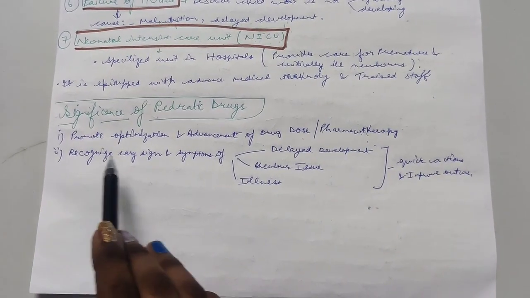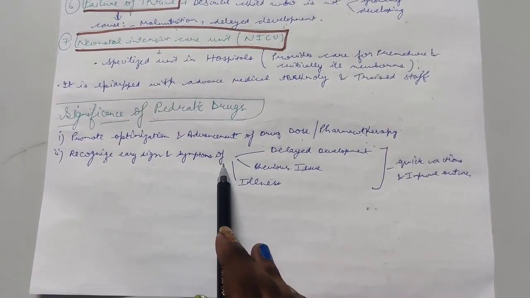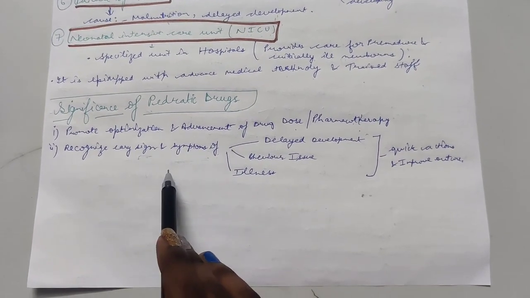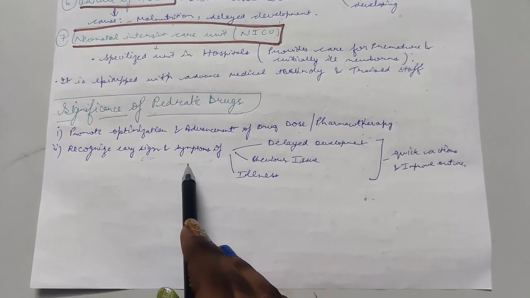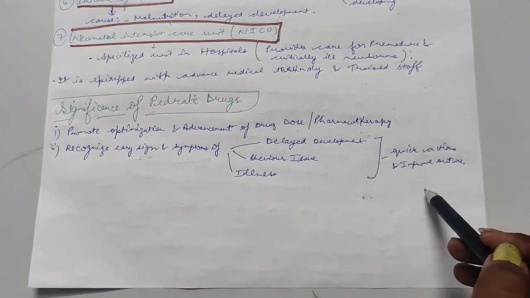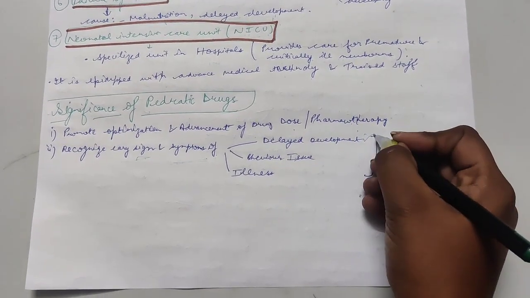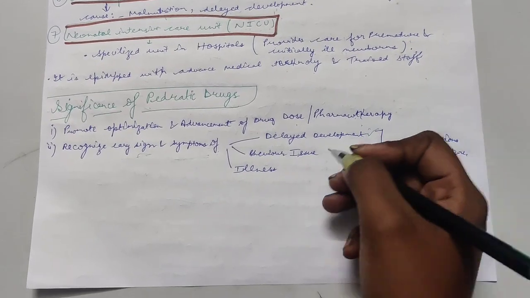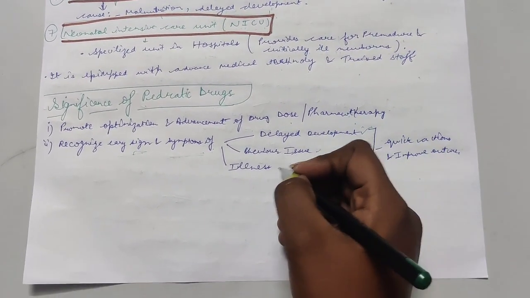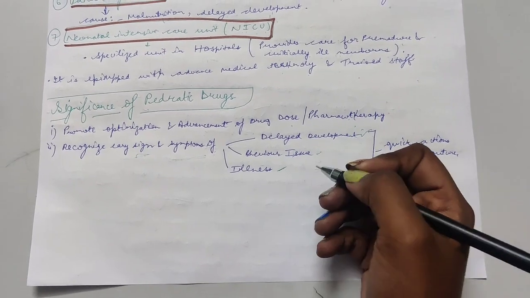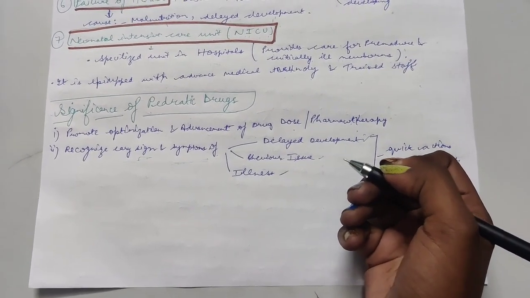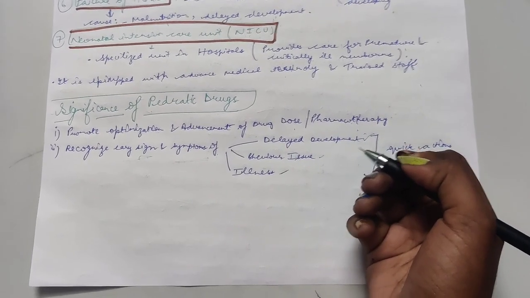Second, recognize early signs and symptoms. In babies, the signs and symptoms should be checked early and cured properly to improve the outcome of the patient. Check for delayed development of the child. Second, any behavior issue if he is having. Third is any illness that has lasted a long time. It has to be assessed and monitored and cured as early as possible.